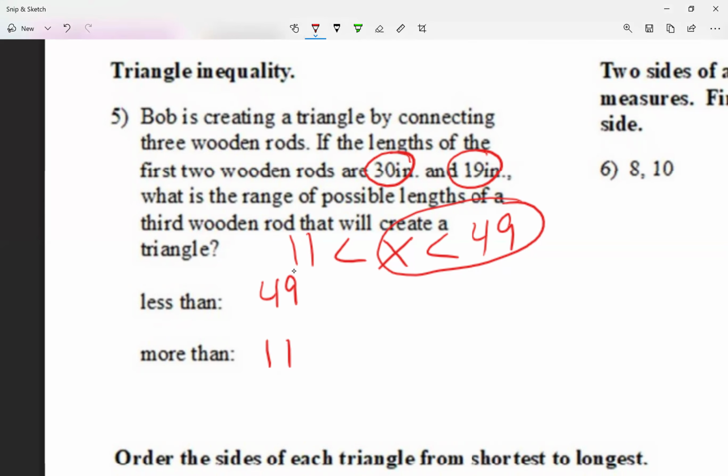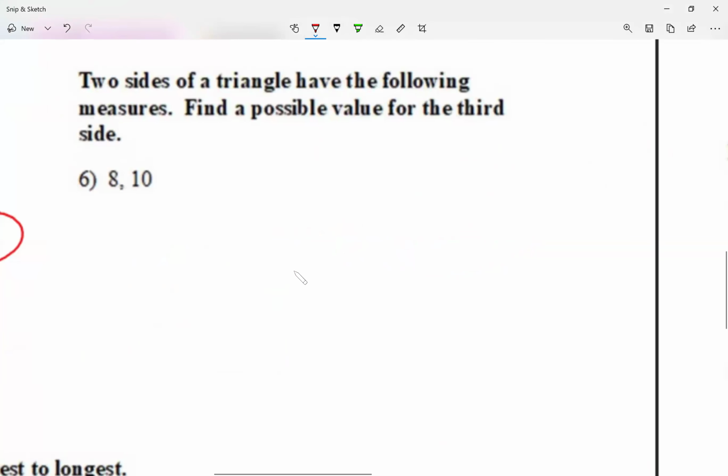Hmm, interesting. So having that said, I'm going to go here. Two sides of a triangle have the following measures. Find a possible value for the third side. I can come up with a range, all right? That's what we're doing on questions 3 and 4 from our notes. My x is in between two values. In this case, it's in between 2 and 18. How did I come up with those two values? I subtracted 10 minus 8. That's how I came up with the 2. I added 10 plus 8. That's how I came up with the 18. So I can come up with my range, and that says any values between 2 and 18.